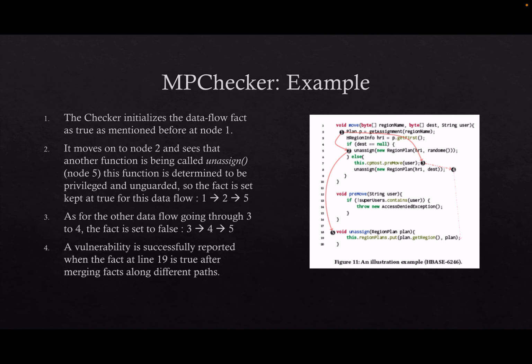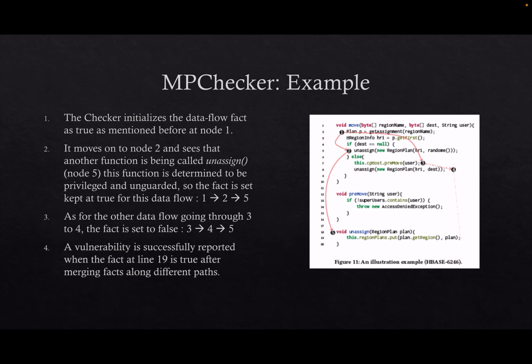Let's take an example to understand how the MPC checker works. The checker initializes the data flow fact as true, as mentioned at node 1. It moves on to node 2 and sees that another function is being called, which is unassigned. And at node 5, this function is determined to be privileged and unguarded.